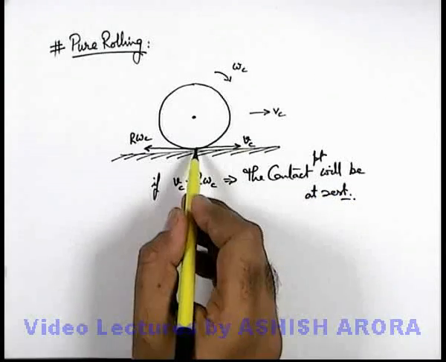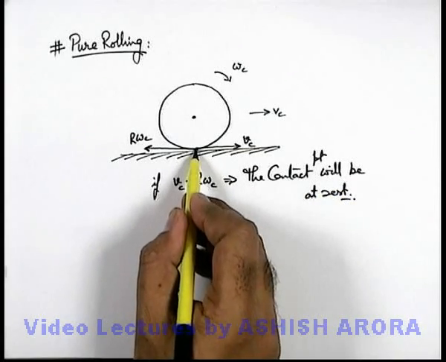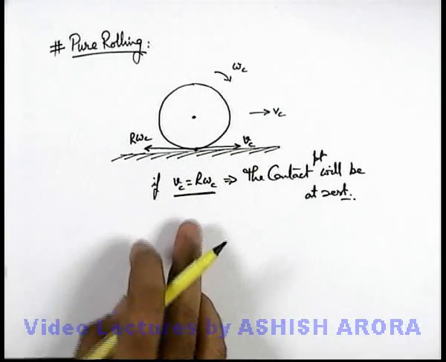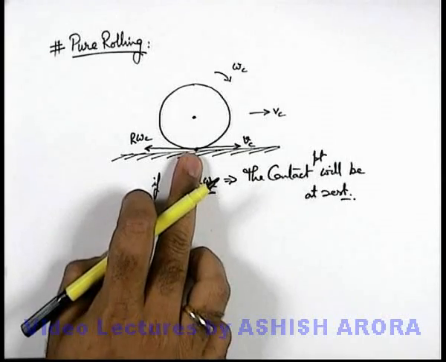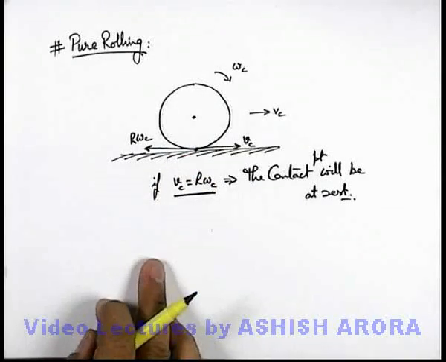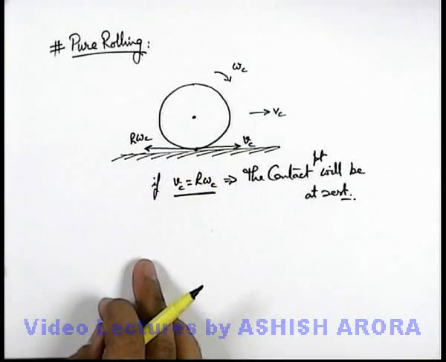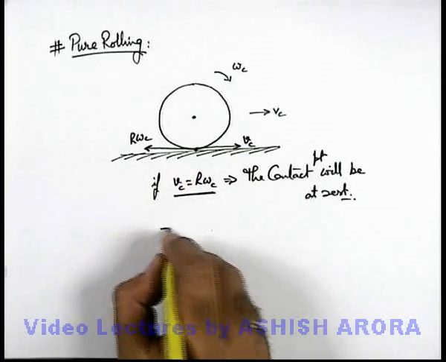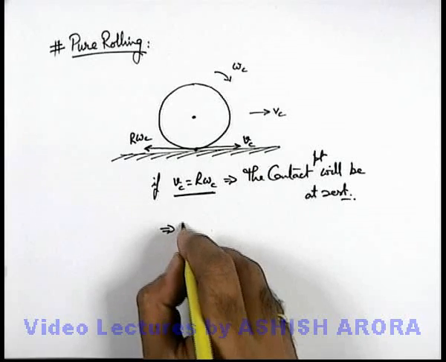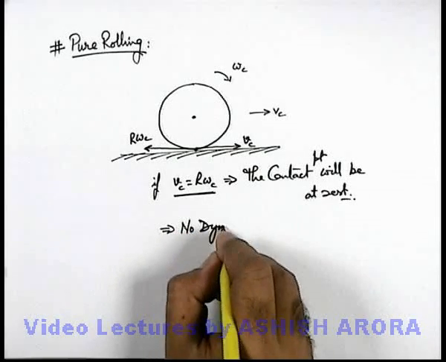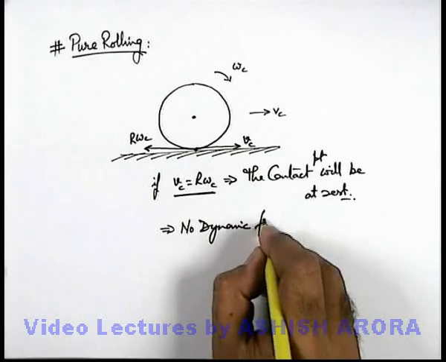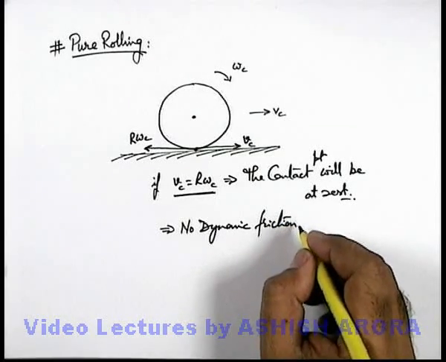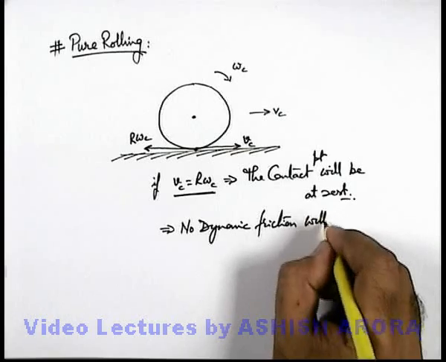So in this situation, if the contact point is at rest, we can state Vc is equal to r omega c. And in this situation, the bottommost point will not slip on the surface on which the body is rolling. So if this point is at rest, this also implies no dynamic friction, which can also be considered as kinetic friction, will act on the body.